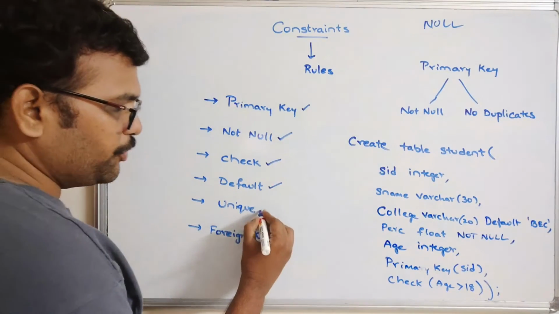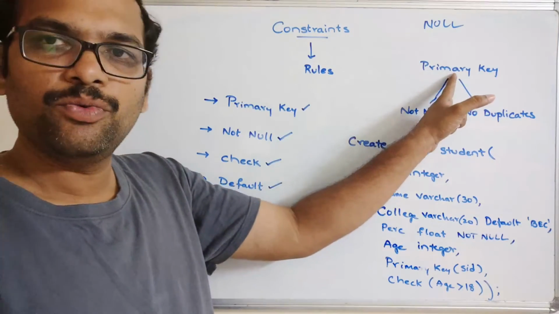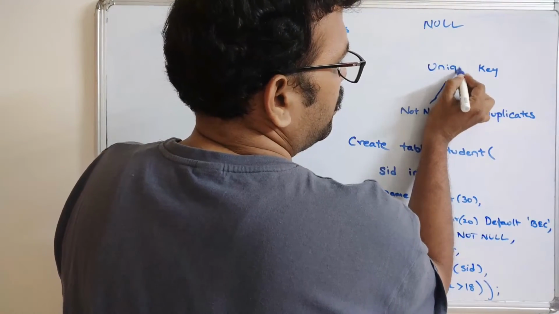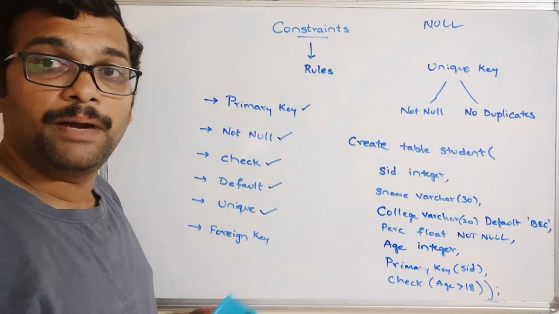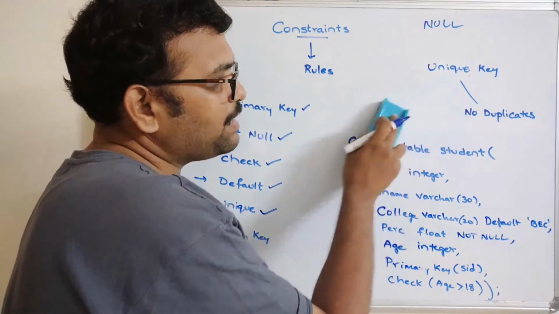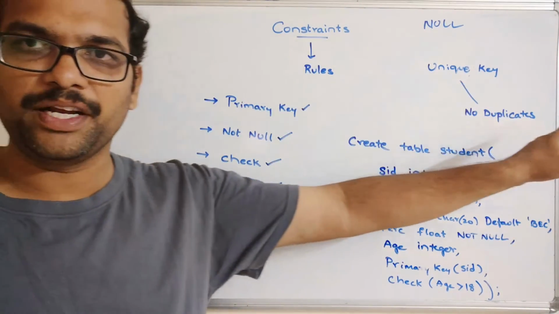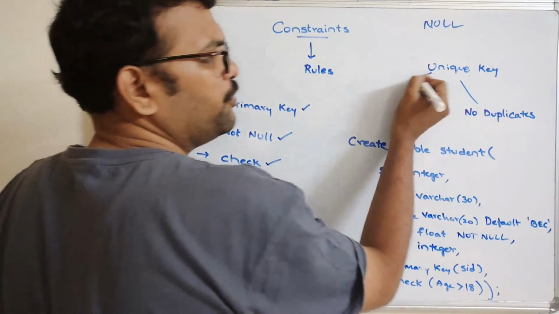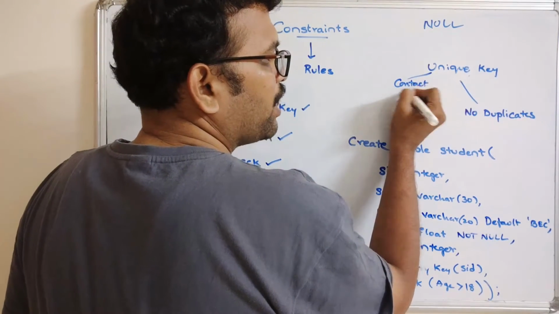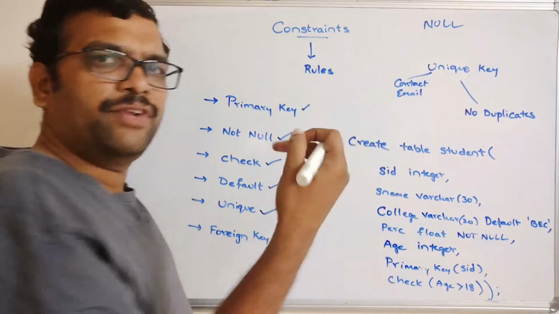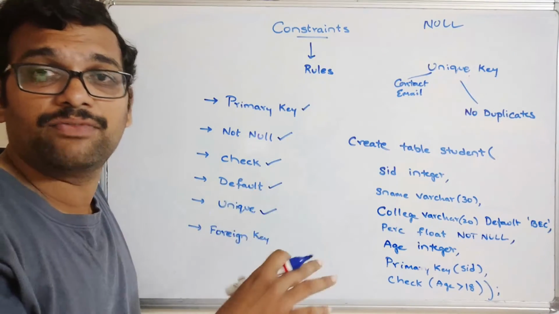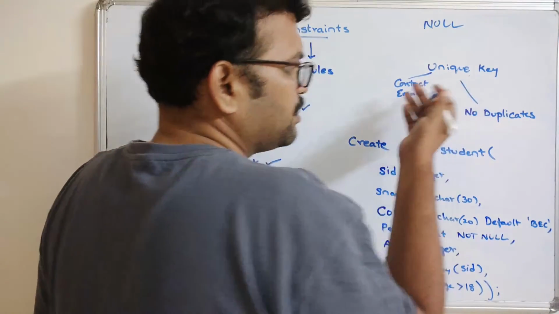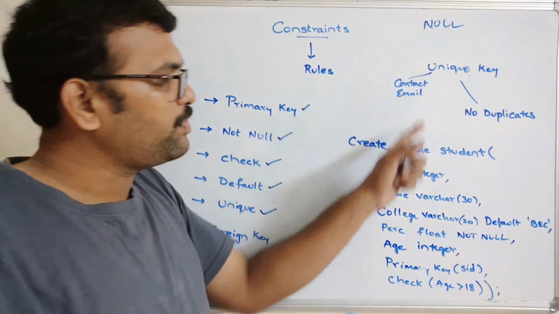And the next one is unique, which is similar to our primary key. The only difference is it can accept the null value, but it doesn't accept duplicates. For example, we have seen unique used for contact or email. It is not mandatory that every student should have a contact number or an email, so we can leave it blank. In such cases we can give unique.